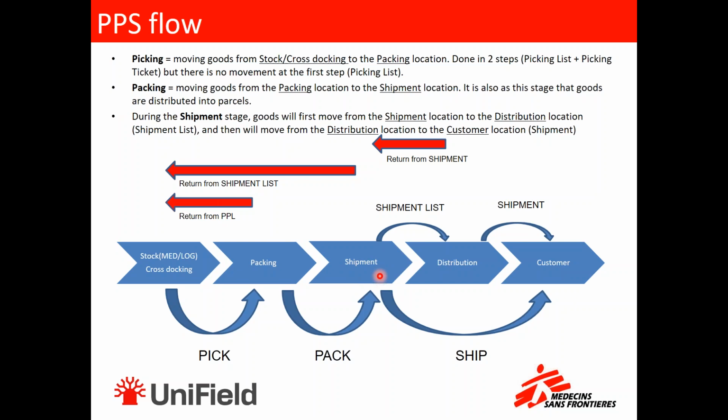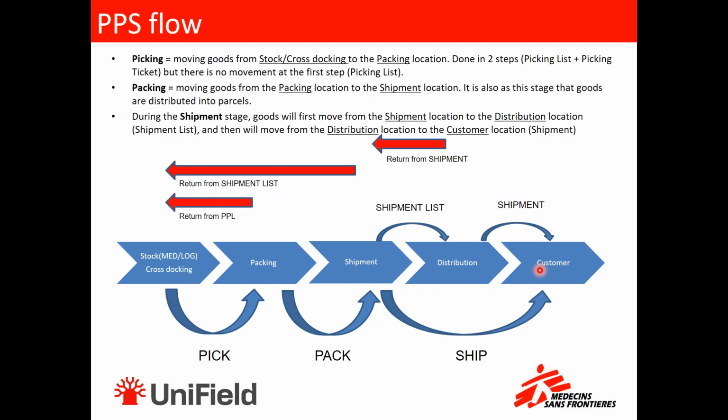That's something that we try to also systematize in terms of naming. We speak now about picking list and shipment list. It's the two first steps when we are in the picking stage or in the shipment stage. But for the shipment, be aware that the movement is actually done in two steps. First of all, you will move the goods to another location called distribution. And finally, when you actually send the goods to the customer, it will move to the customer location.